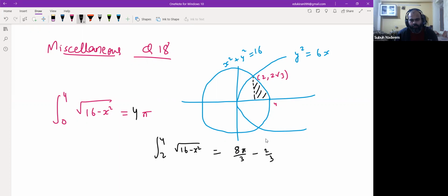And then I took limits 0 and 2. For this one, I took y squared equal to 6x, so y is root 6x. And from that, I got root 3 by 3. Sorry, your voice is low. Oh, so 8 root 3 by 3.